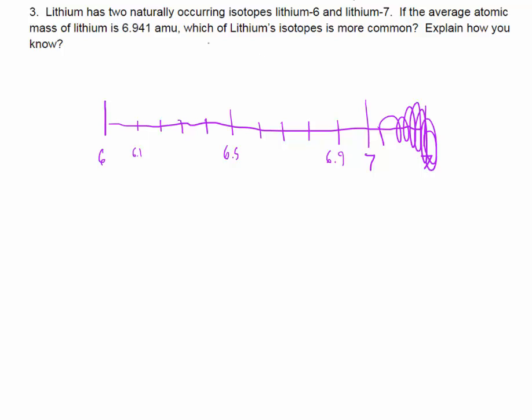So again, what happens when you look at the average atomic mass or weighted atomic mass, which they give you for it, which is what you were calculating in the first two, it's 6.941 AMU. That would be right in here. So this is where the 6.941 would land on the number line. If you just average these two isotopes together, 6 and 7, you would get 6.5. So you would think the average would be right here.